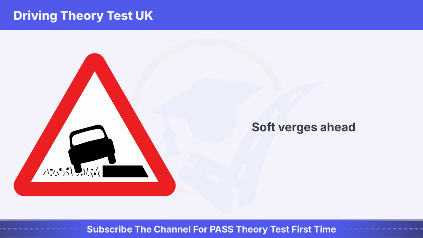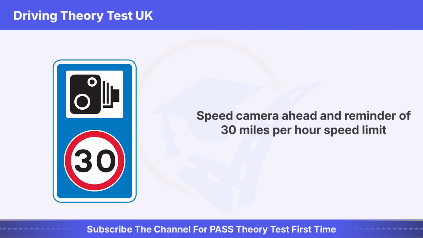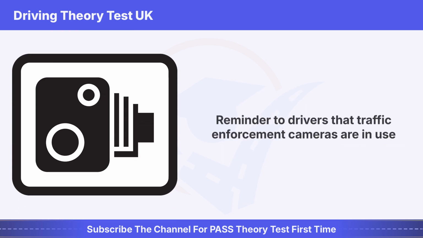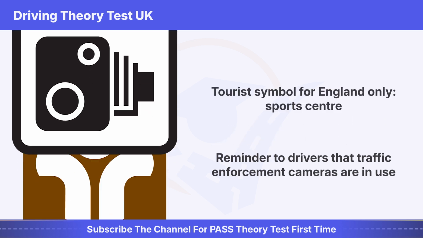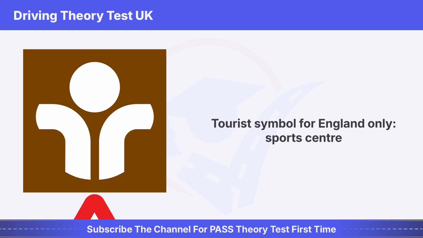Soft verges ahead. Soft verges for 2 miles. Speed camera ahead and reminder of 30 miles per hour speed limit. Reminder to drivers that traffic enforcement cameras are in use. Tourist symbol for England only, sports center.